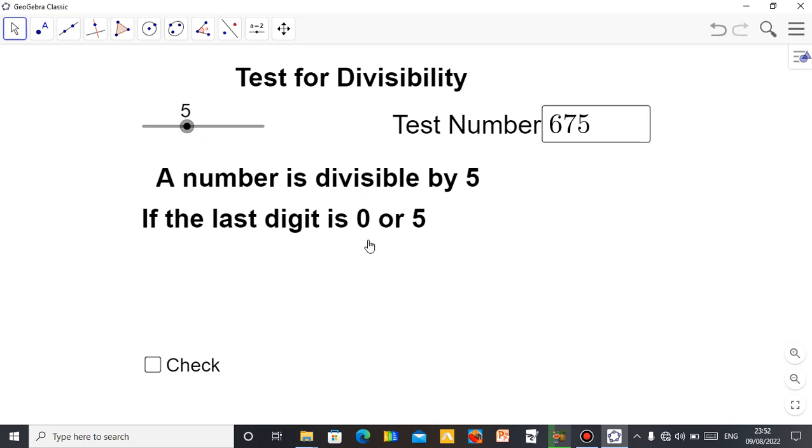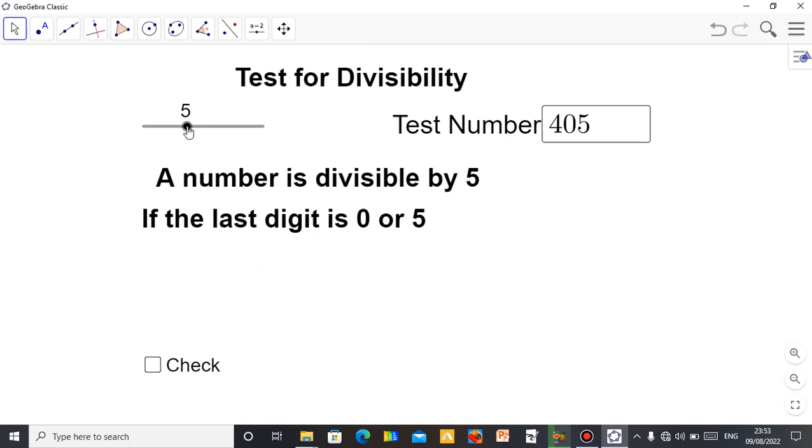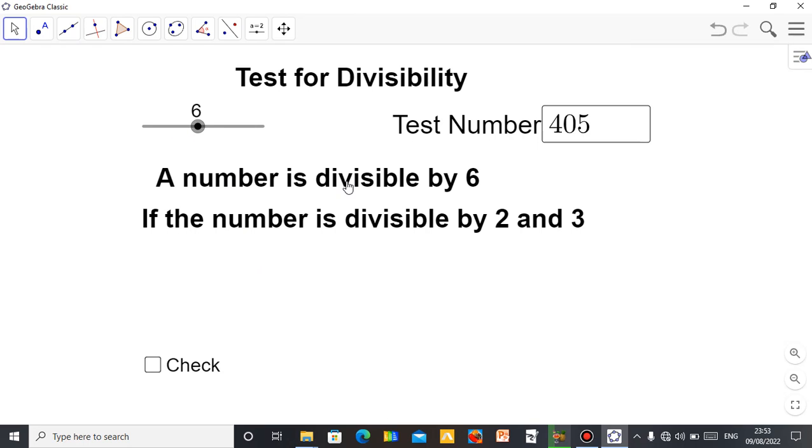5, if the last digit ends with 0 or 5, just like that. At least this one we are used to. So this number here ends with 5, that means it's divisible by 5. So you can change it to 405, let's say this. So if you check, the remainder is 0, that means 405 is divisible by 5 without a remainder. If you go on to 6, a number is divisible by 6 if the number is divisible by 2 and 3. So that's how we check for 6.